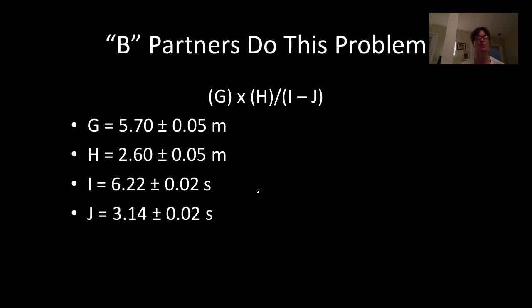Follow the order of operations, do inside the parentheses first and then outside the parentheses. All right, B partners, same thing. You're going to be doing this problem. Again, you're going to do your subtraction first, then your multiplication and division, order of operations. And remember, there's a different rule for adding and subtracting numbers that have uncertainties. Good luck, and we'll go over the problem in class when I see you next.